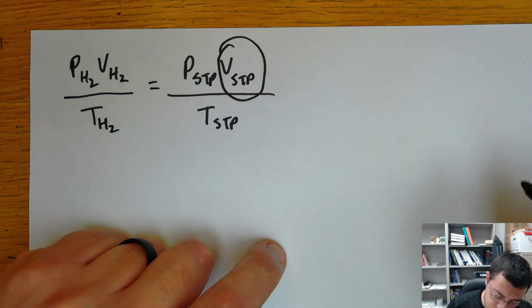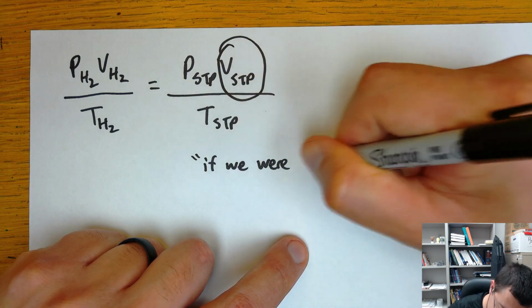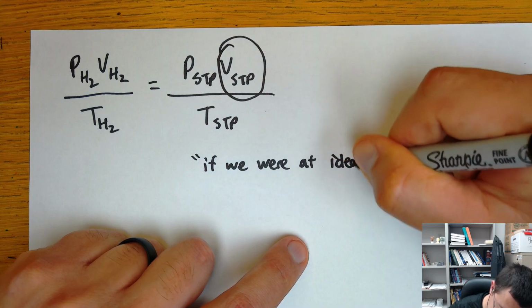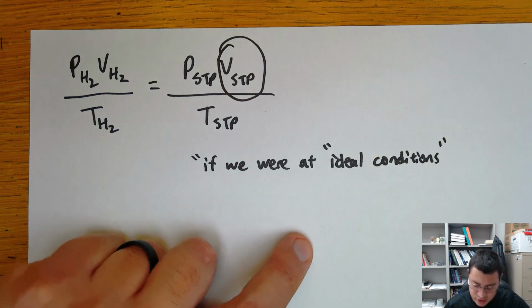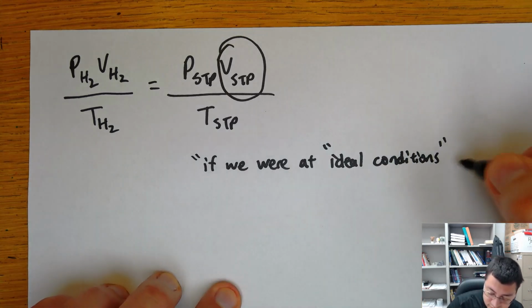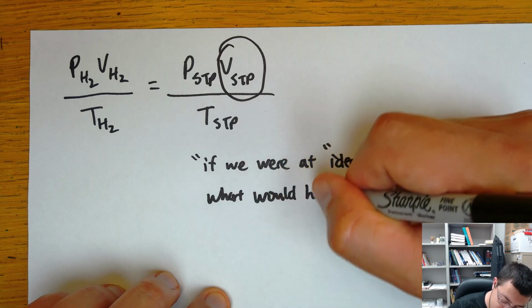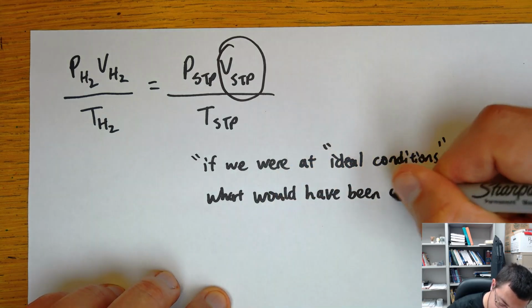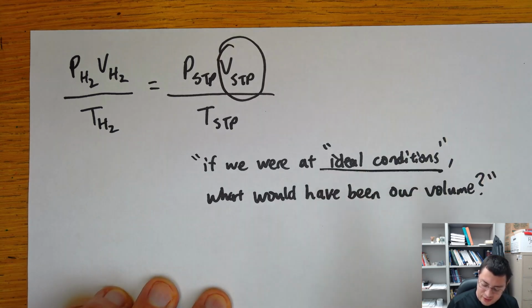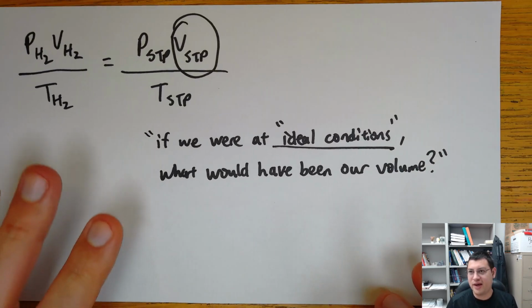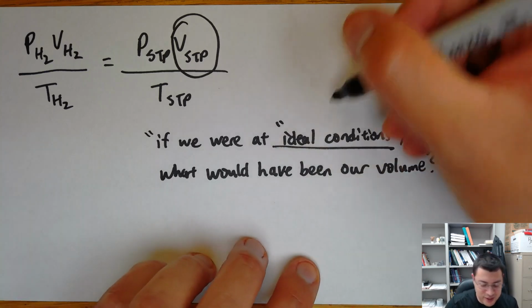So basically, we're trying to answer the question, if we were at "ideal conditions," I have to put a quote on that as well. Quote within a quote. I'm sure I'm breaking some English law here. If we were at ideal conditions, what would have been our volume? Okay. Ideal conditions, it's a horrible term because that's like assuming that everyone on Earth is inferior compared to this ideal condition, but whatever.